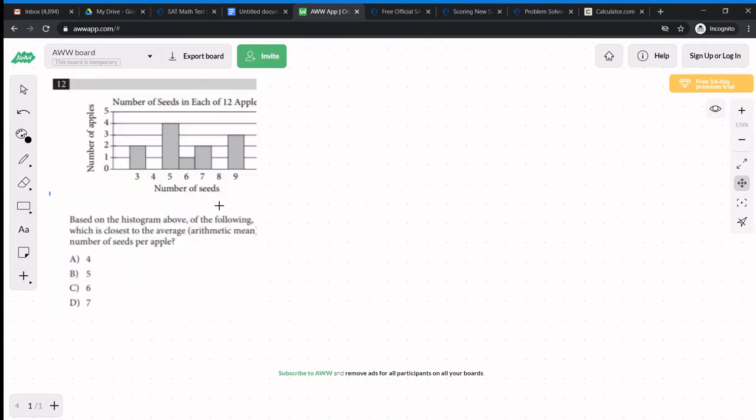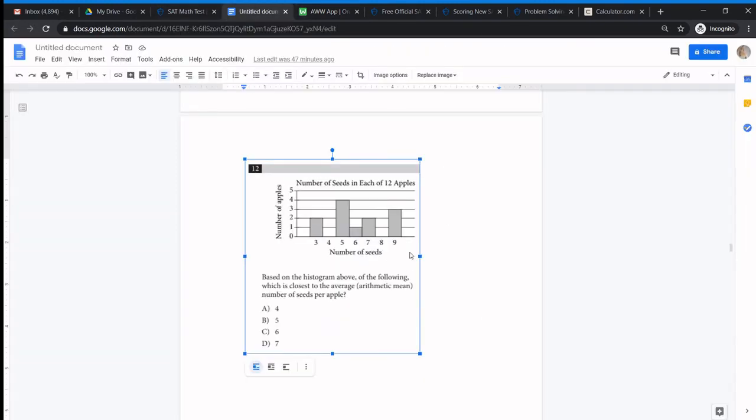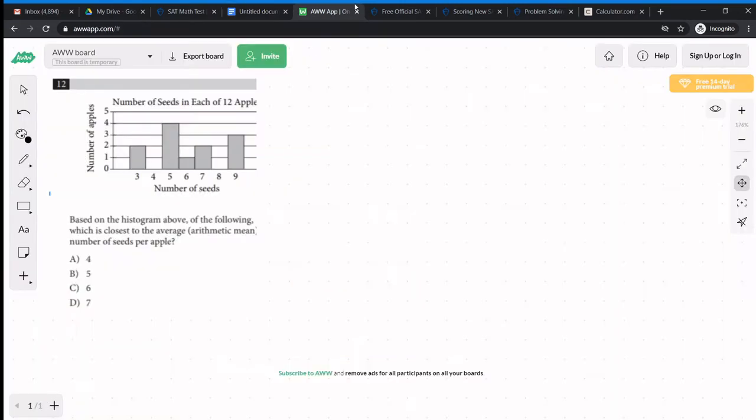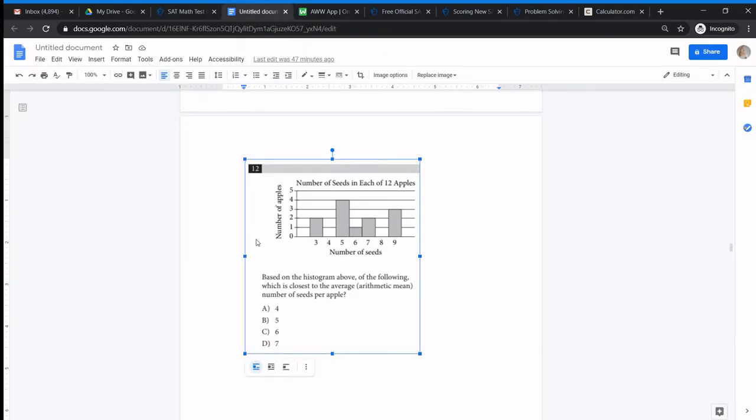Alright, so based on the histogram, which of the following... Oh, did I cut off some part? Oh, it's just... based on the histogram above of the following... Oh yeah, I cut off a pretty big portion. It's fine, I'll just read off here.